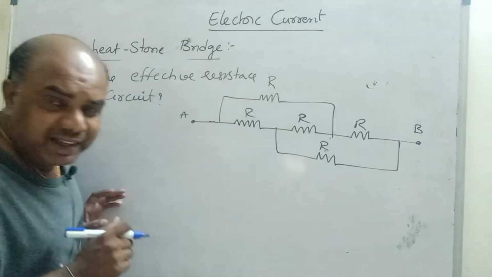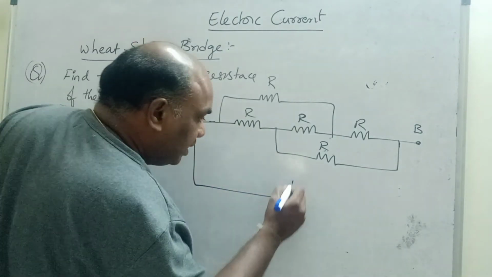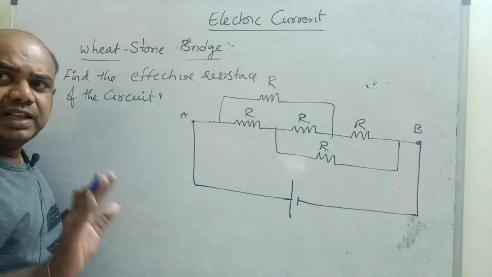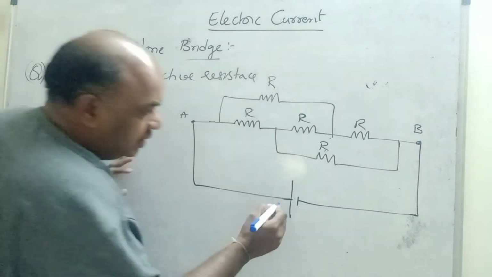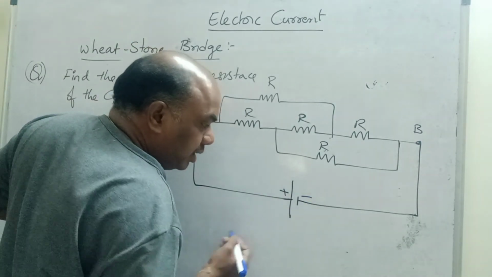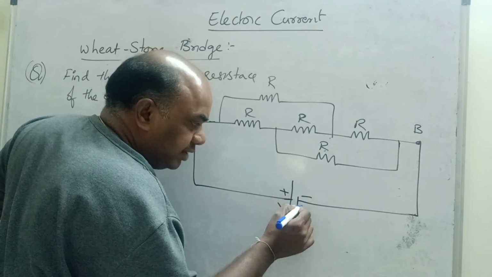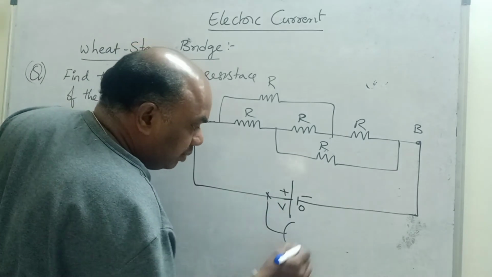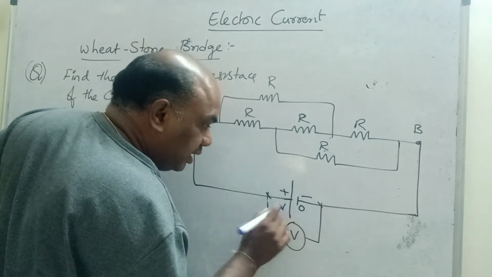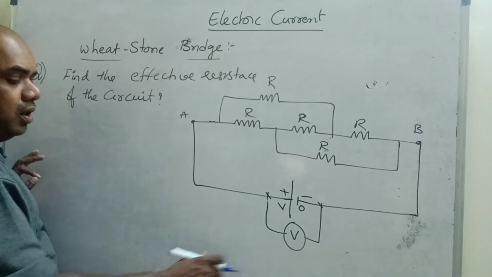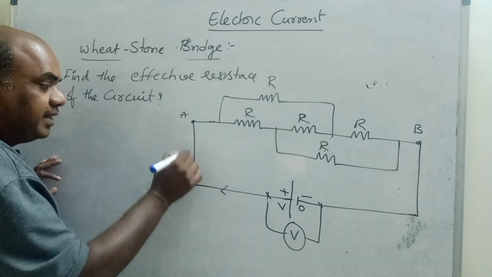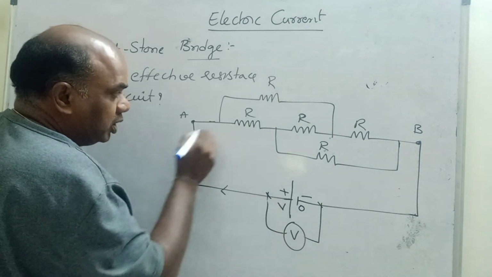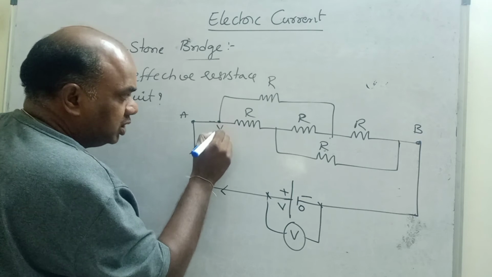Sir, how to solve it? First, connect these two terminals to a battery. Whatever the circuit given, the terminals should be connected to the battery. Put a positive terminal and a negative terminal. The positive terminal is considered as V, and the negative terminal is considered as 0. If you connect a voltmeter, the voltmeter shows the V reading. Why? Because V minus 0, potential difference V. Due to this potential difference, it supplies some current. The current is I.